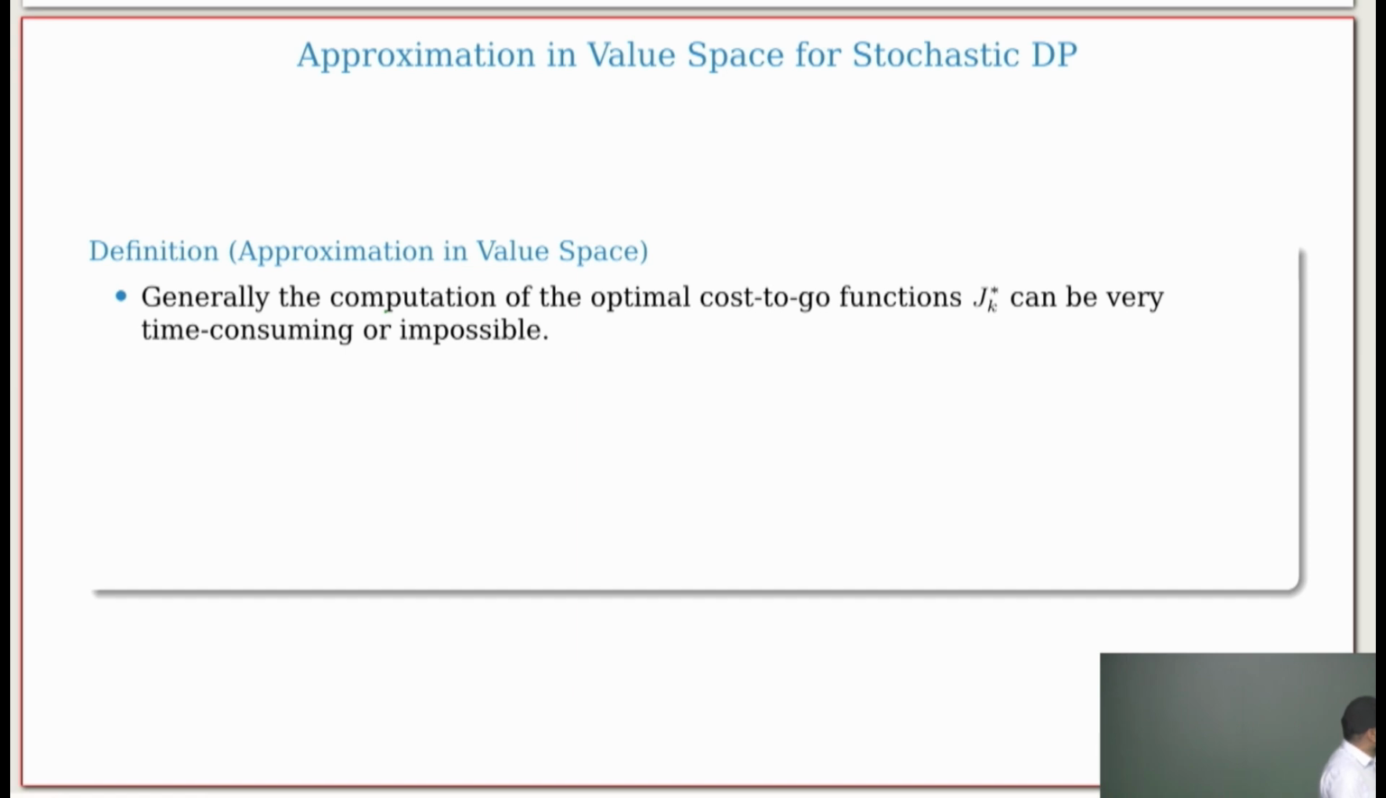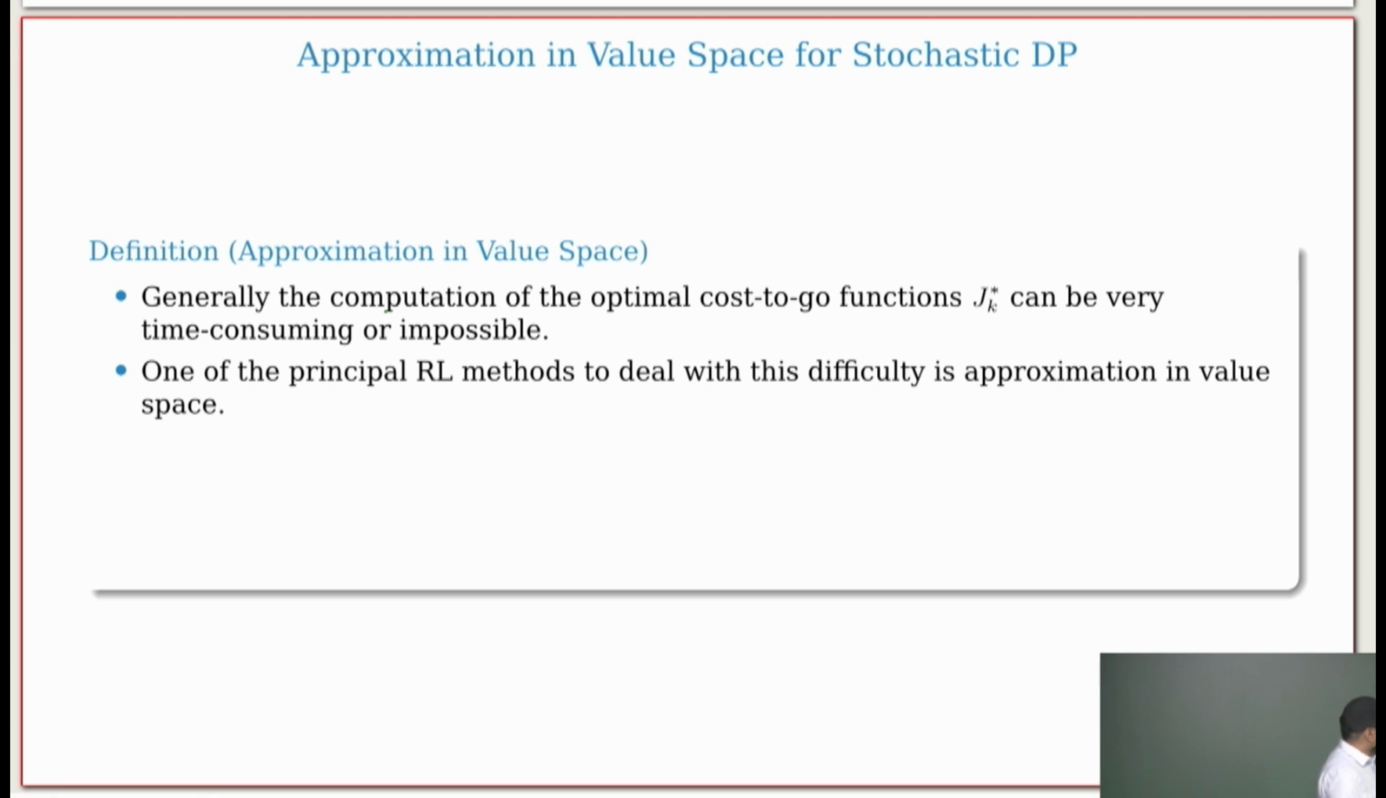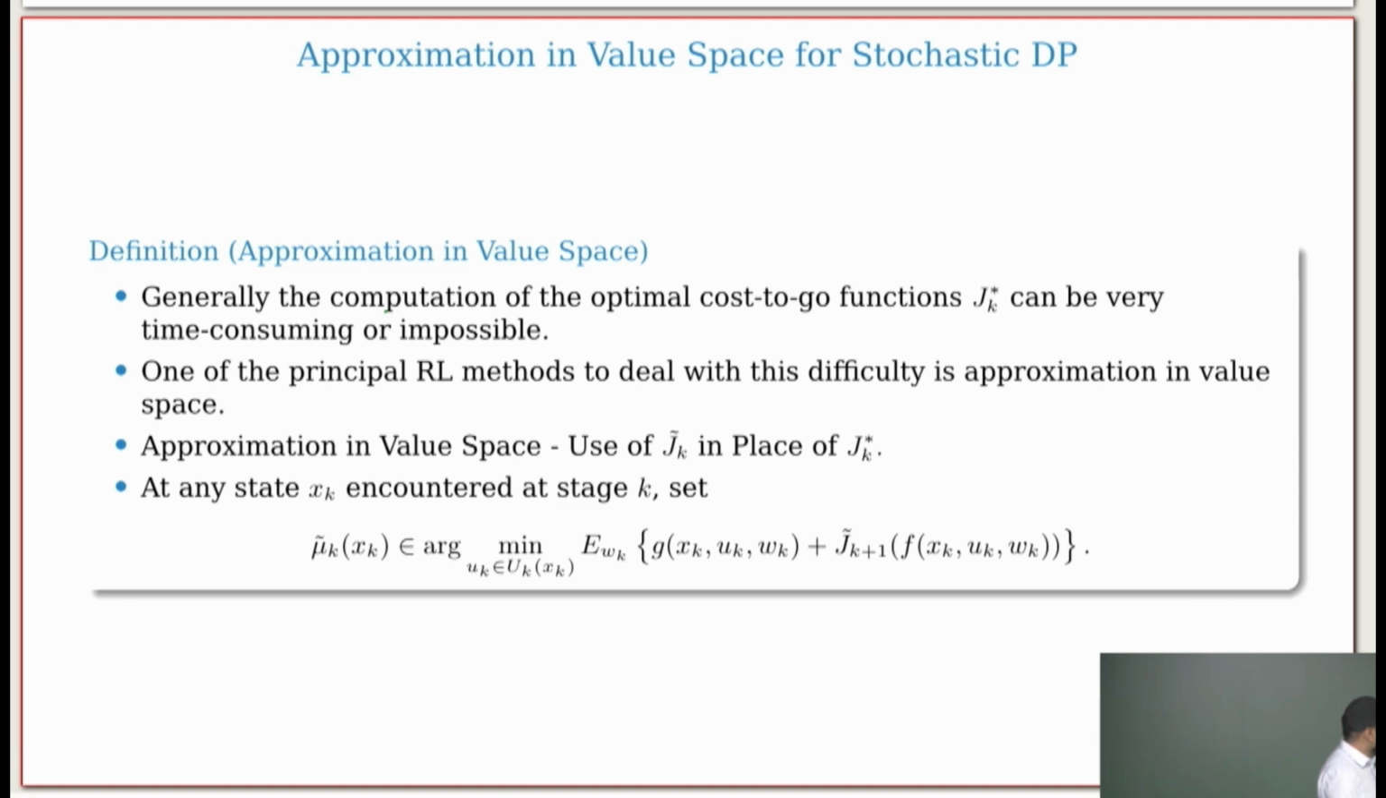Again, for stochastic DP, the idea of approximation in the value space is similar. You replace Jk star by some cheaper variant like Jk tilde. One of the principal RL methods to deal with difficulty is approximation in the value space. We can use Jk tilde in place of Jk star, so wherever we have Jk star, we replace it by Jk tilde. Now how will we approximate these? Again, one possibility we saw in the last class was rollout. So look ahead and roll out. That was one way to get J tilde.